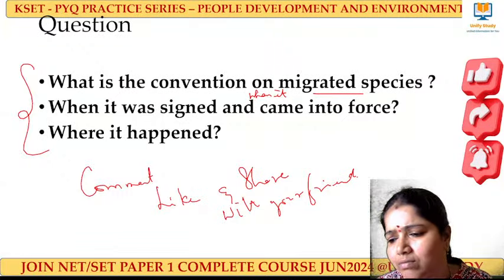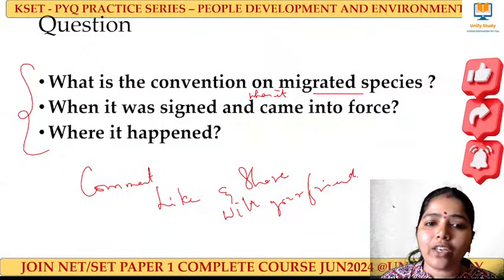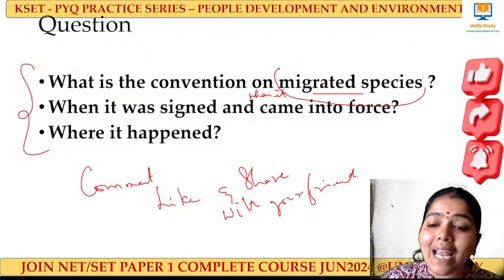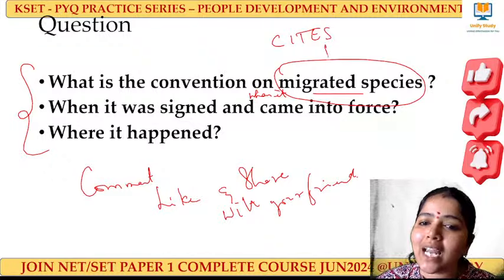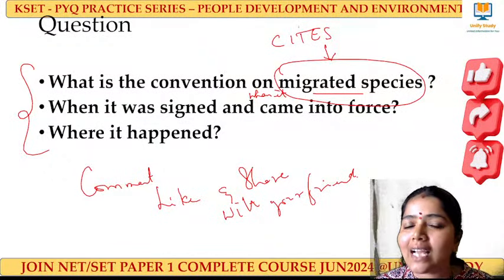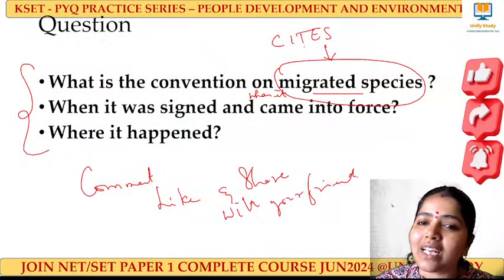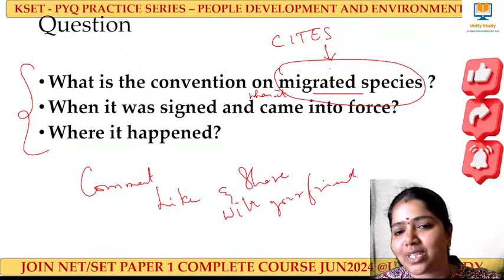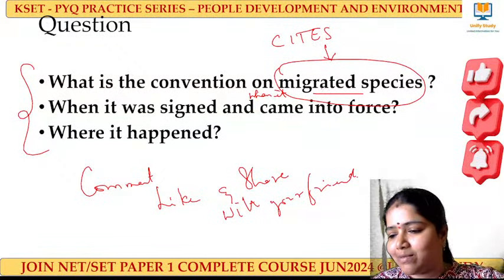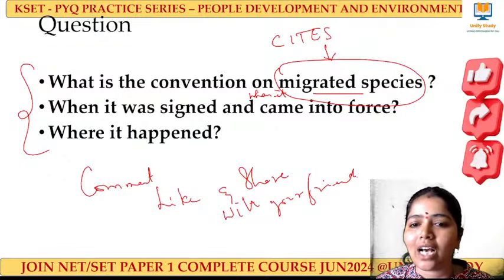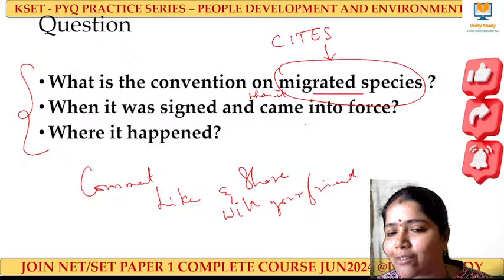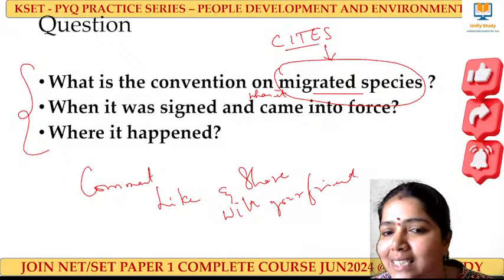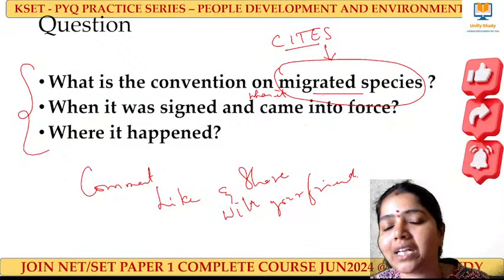Convention, 1979. Do check. Okay, thank you so much. Read it on migratory species. CITES is different, migratory species is different. CITES is for trade in endangered species. This is migratory species. Okay. Let me know the answers in the comment section. Muthamil, read the question carefully. I'm not asking about CITES. I'm asking about migratory species.